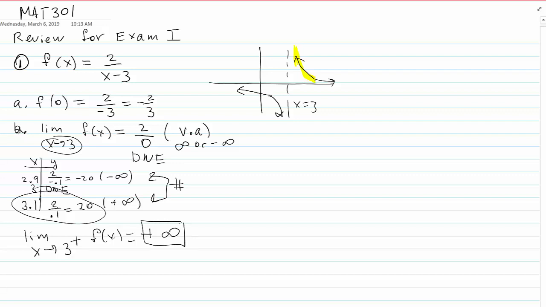Next we want to talk about any discontinuities this function has. When we substituted 3, that's the only troublemaker. The domain of the function is x does not equal 3. If you substitute, it doesn't work. So f of 3 does not exist. That automatically makes the function discontinuous.